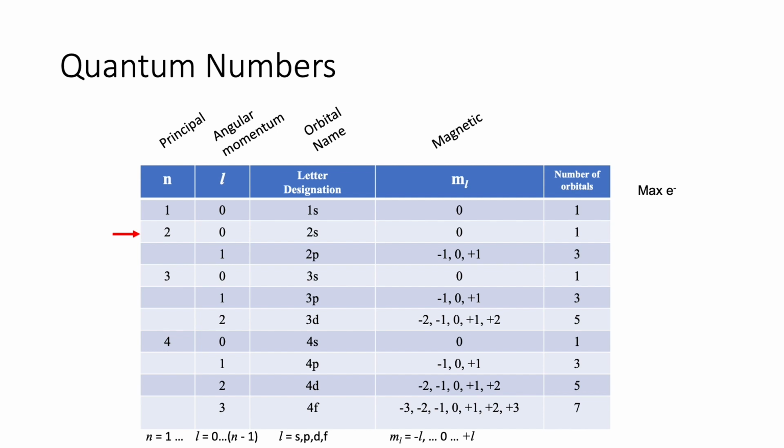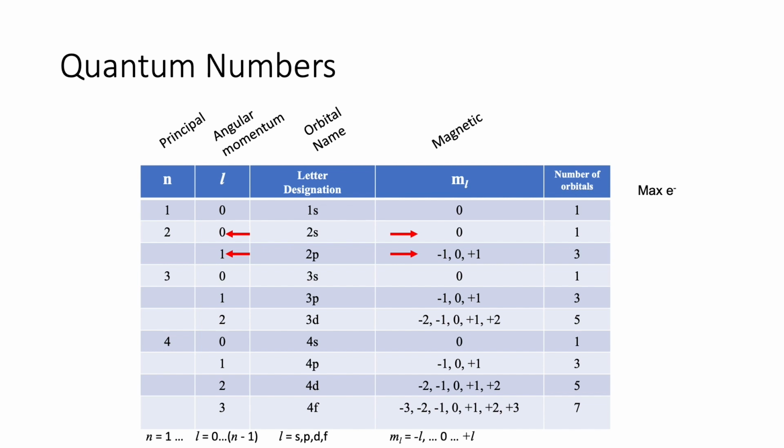Let's move to principal quantum number 2. When n equals 2, L can be 0 or 1. The 2-0 and 2-1 combinations give us orbitals called the 2s and 2p orbitals. Angular momentum 0 gives us a magnetic quantum number of 0, while angular momentum 1 gives us magnetic quantum numbers of -1, 0, and +1.